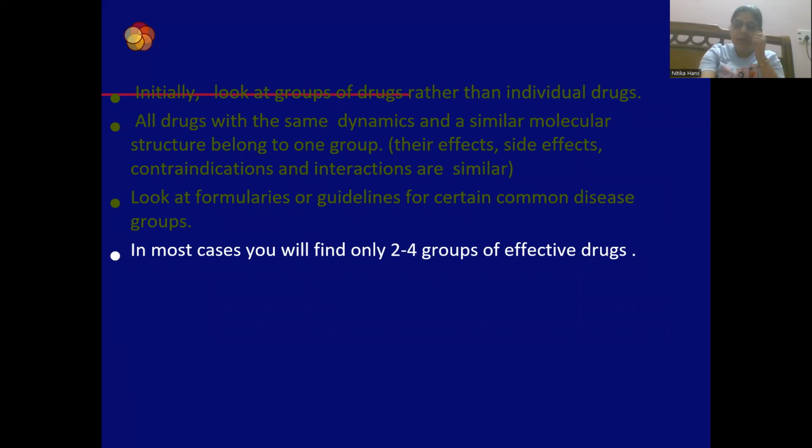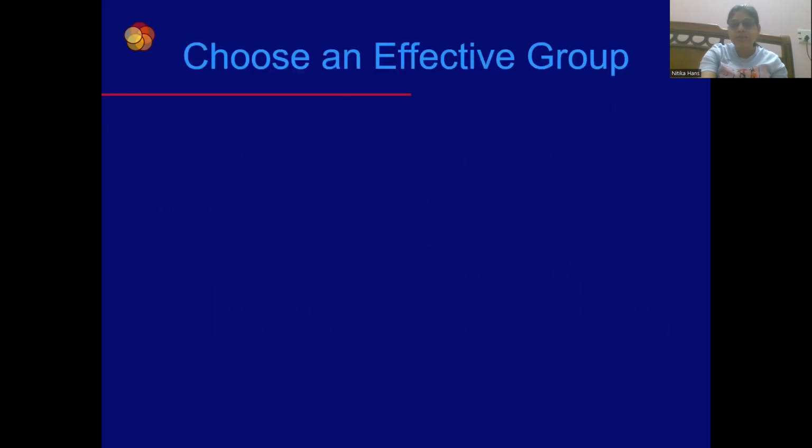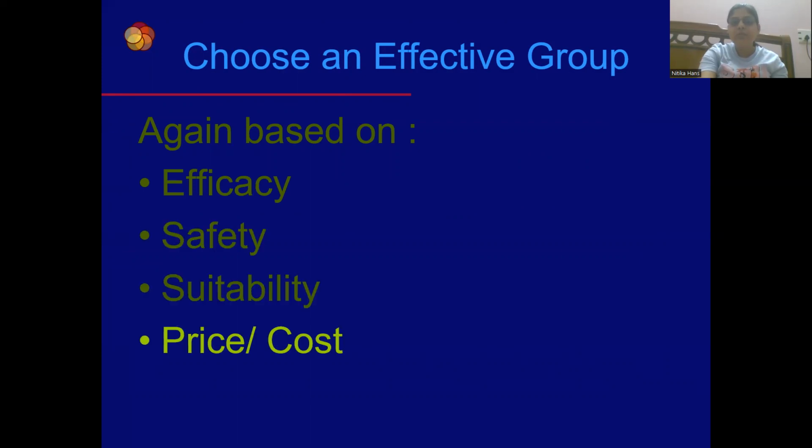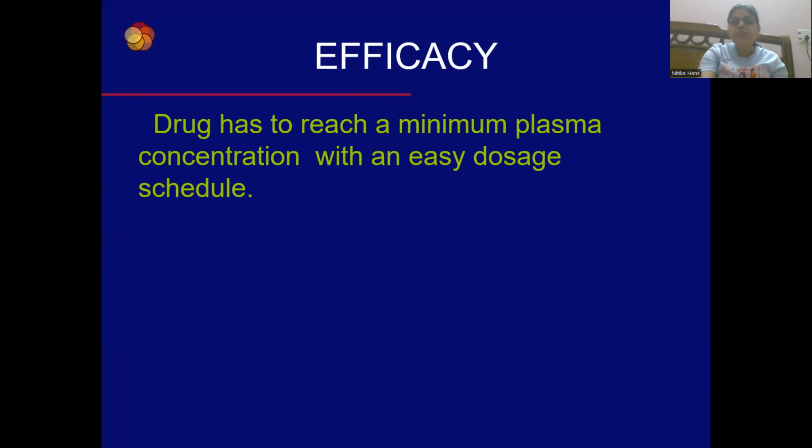And then from the essential medicine list or formularies or standard treatment guidelines, we can select 2 to 4 drugs of effective groups. Choose an effective group according to efficacy, safety, suitability, price, and cost. Efficacy: the drug has to reach a minimum plasma concentration with an easy dosage schedule. It has to reach the minimum plasma concentration in the body with an easy dosage schedule.